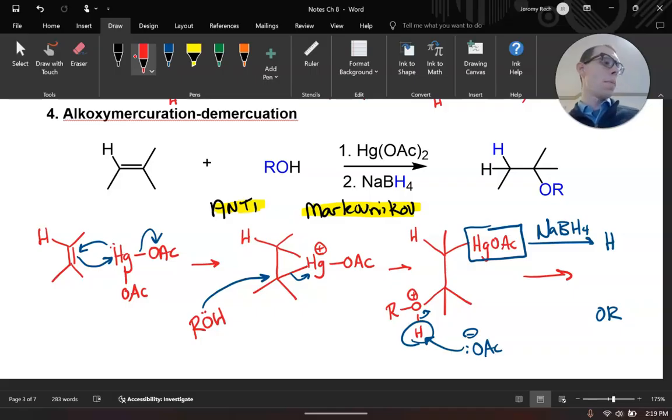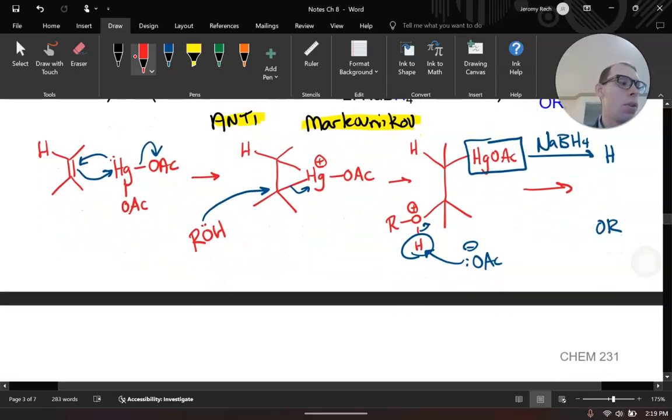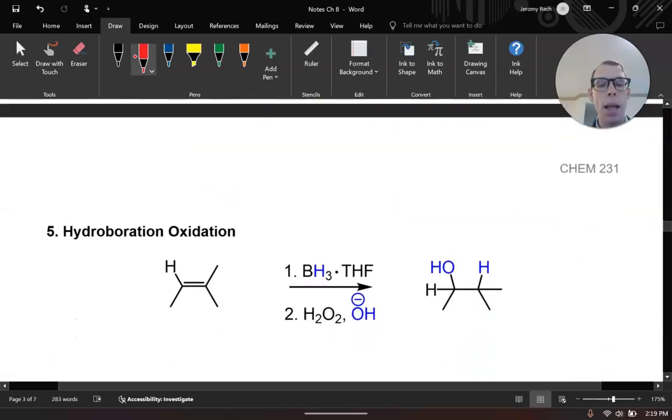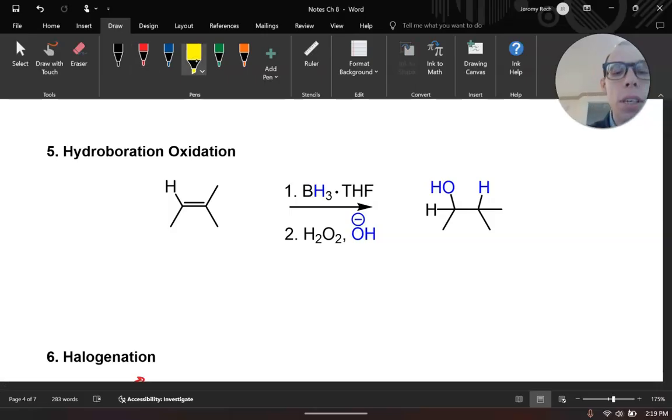We do have another one, and much like we were thinking about in our last set of videos, it is going to be a way in which we can do an anti-Markovnikov addition, or add our OH to our less substituted carbon and our H to our more substituted carbon. And these are going to be using boron chemistry. So this is going to be a hydroboration oxidation. And for this, we are going to be using a boron species.